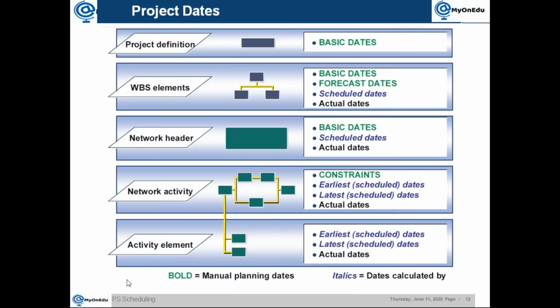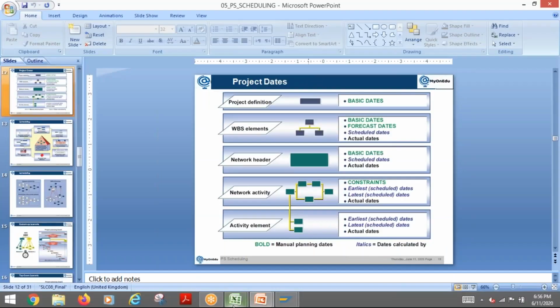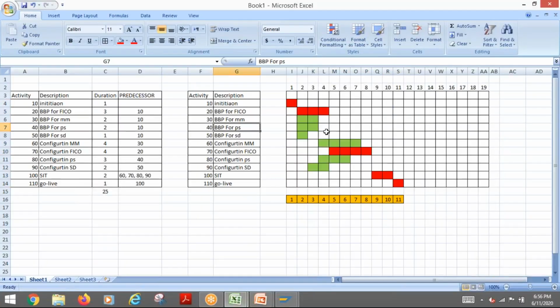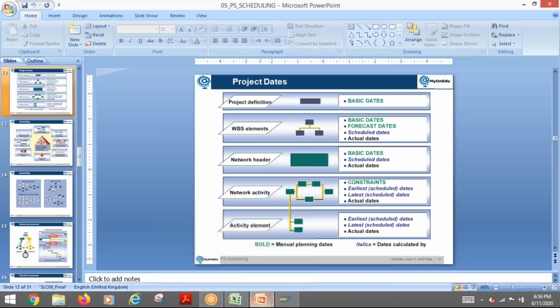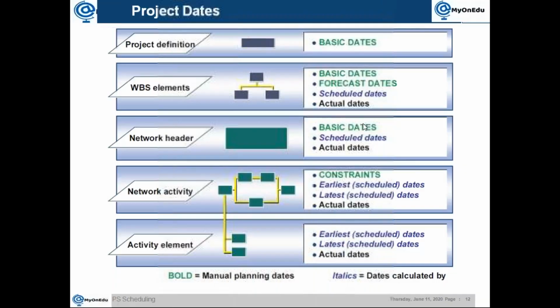So what does it mean? Whatever date you are seeing in bold or this greenish color, which is called manual planning dates, means you can manually enter it, control it. Whatever you are seeing in italics, those are system calculated dates because we do not have control over that. So how is the system calculating? Basically, when you create a relationship like this, the system will automatically decide these dates. We will come to the methodology. That is how the system dates are calculated.